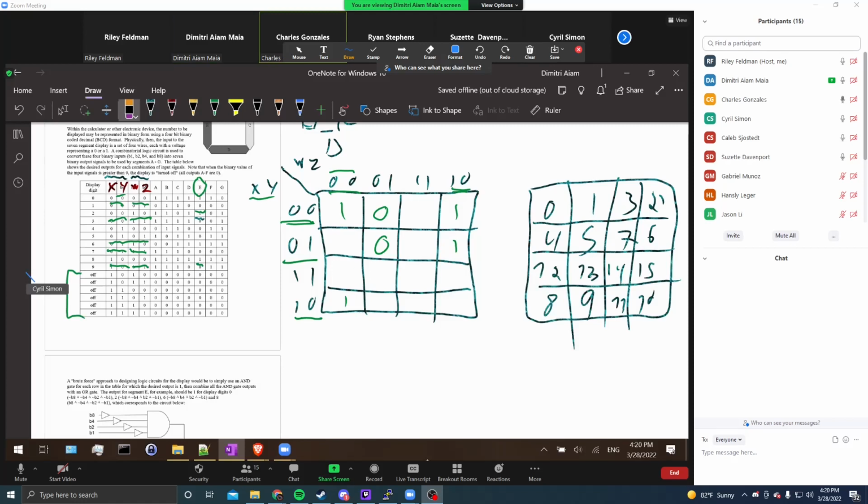Wait, so like the numbers we put on the right, 0, 1, 3, 2, 4, 5, 7, 6, that's where each one is, right? So these numbers where it's true are the numbers that are true over here. So you can straight put the numbers over here on the K-map.